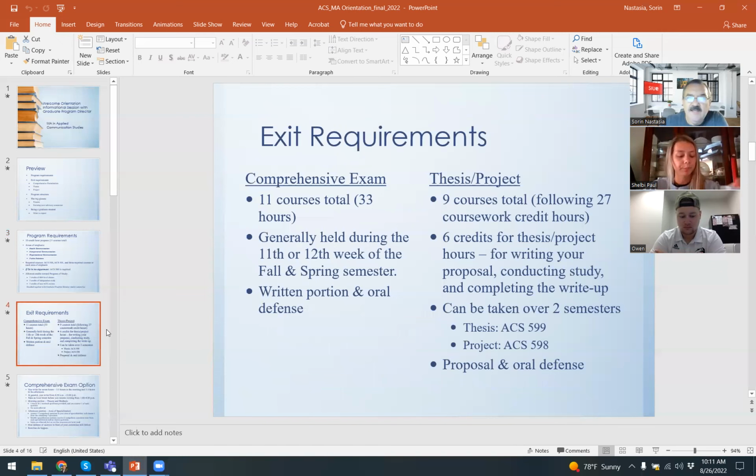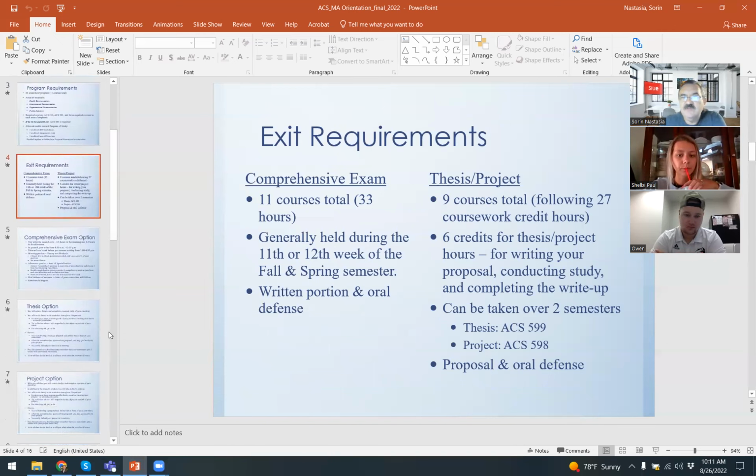Okay. Exit requirements, 3 options here. Comprehensive exam. You take 11 courses in total, 33 credit hours, and the exam is generally held during the 11th or 12th week of the fall and spring semester, depending when you want to graduate. Of course, you will do your comprehensive exams if you want to graduate in the winter or at the end of the fall semester, or you can take it in the spring. Again, it's around the 11th or the 12th week out of the 16.